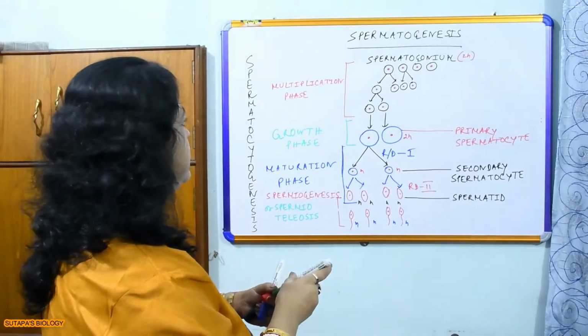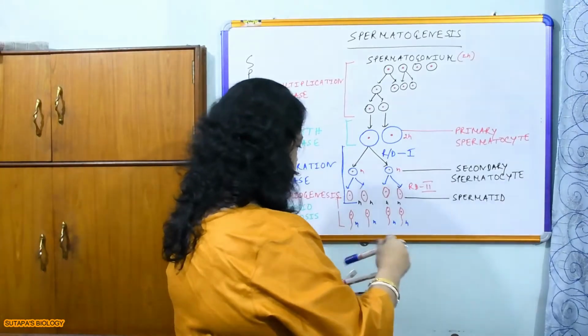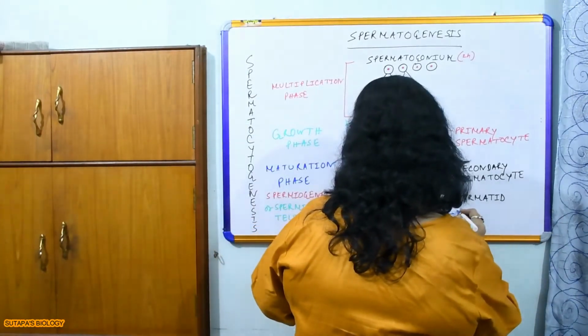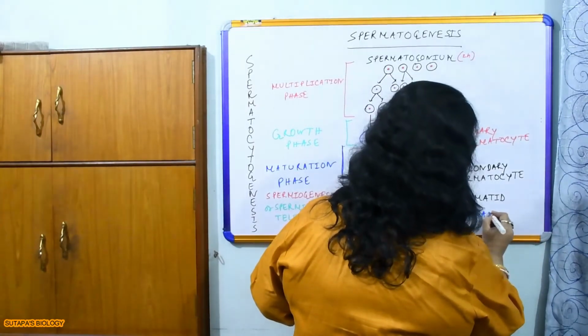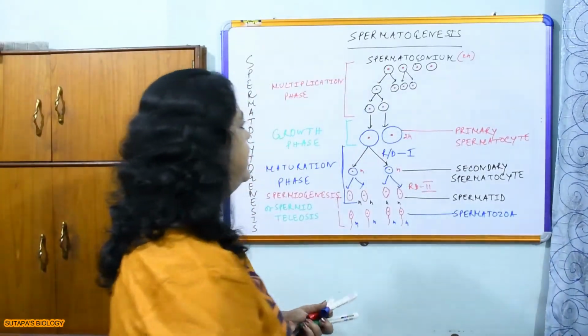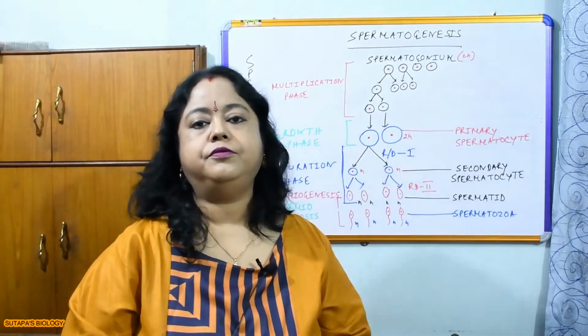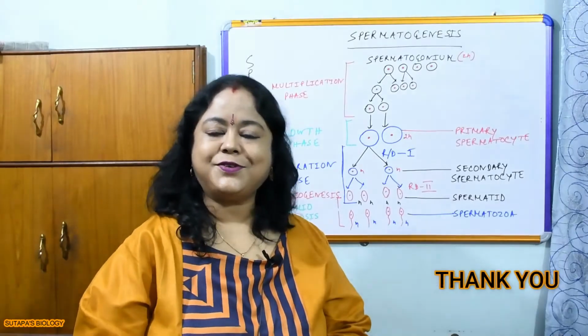So matured sperms are formed from here, and this is the total procedure. So these are the spermatozoa with motility, spermatozoa or sperms, which have motility and have the capability or potentiality to fertilize the ovum and to form the next generation. And that's all in this video.